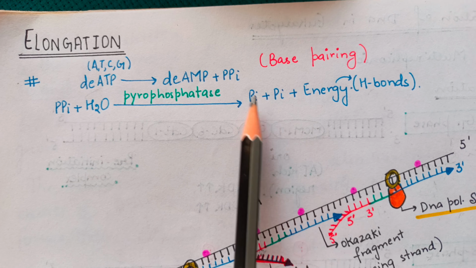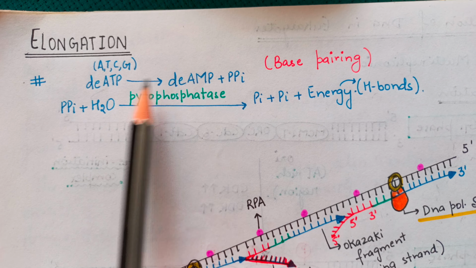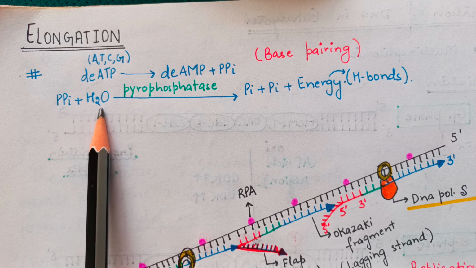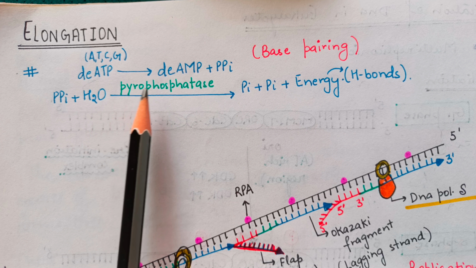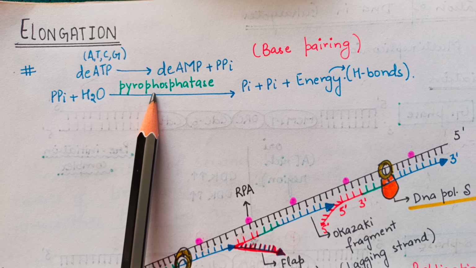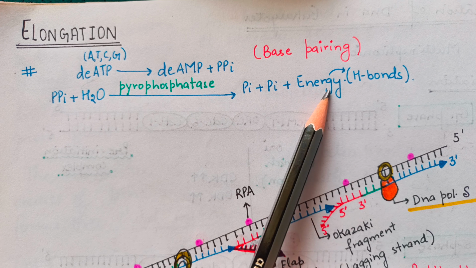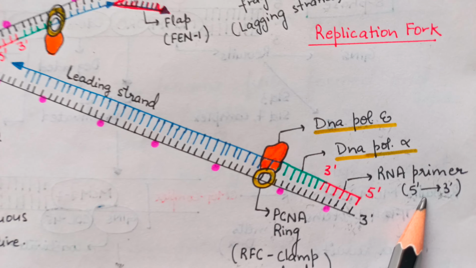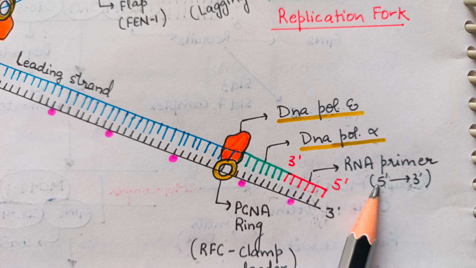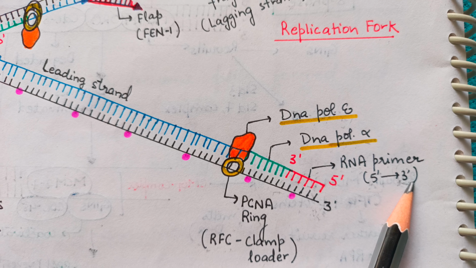So here we see this triphosphate actually breaks into monophosphate, and this further PPi undergoes hydrolysis in the presence of the enzyme pyrophosphatase and releases energy. This energy helps to establish the new bonds between the new strands of the DNA. So this is the reason why the RNA primer is recruited in 5' to 3' direction only.